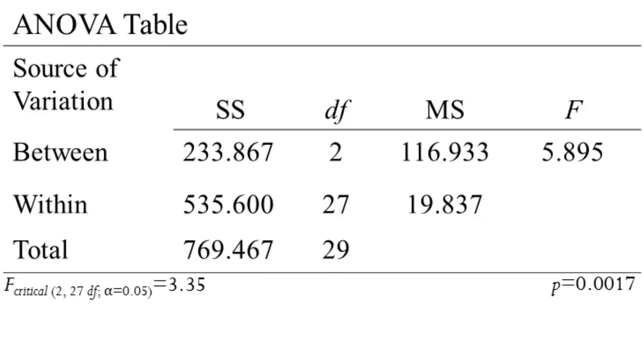The next column is our MS, or mean square column. 233.867 divided by 2 is 116.933. That is, between group sum of squares divided by its degrees of freedom is the mean square between. 535.6 divided by 27 is equal to 19.837. That is, our within group sum of squares divided by its degrees of freedom is our mean square within. The ratio of those two mean squares, mean square between to mean square within, or the 116.933 divided by 19.837 is our F statistic, 5.895.